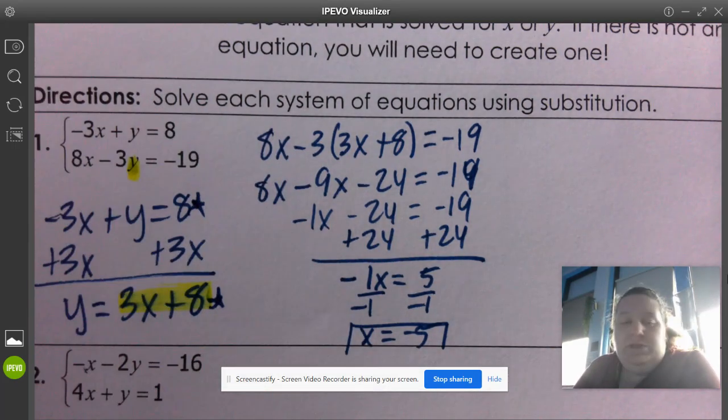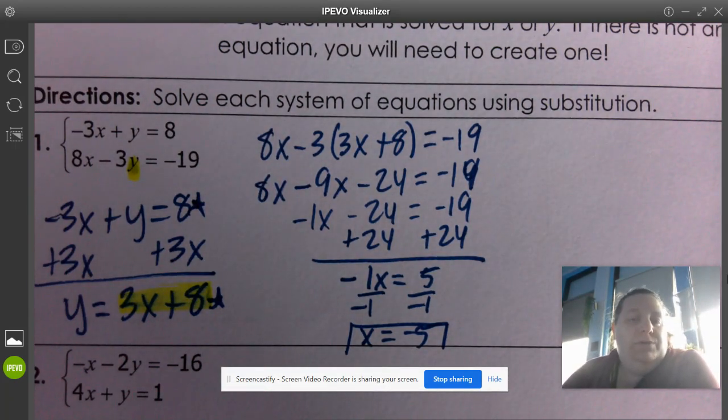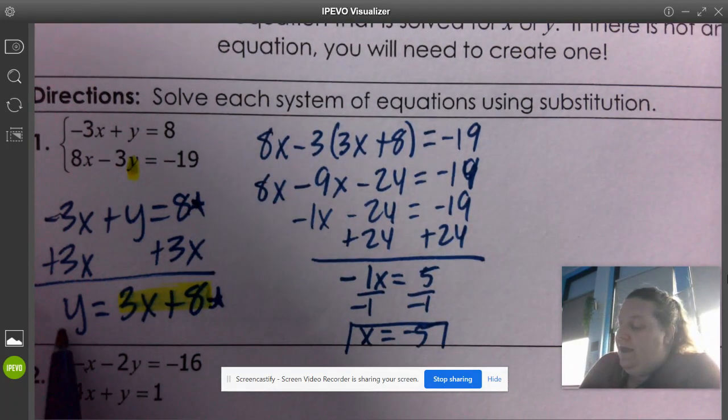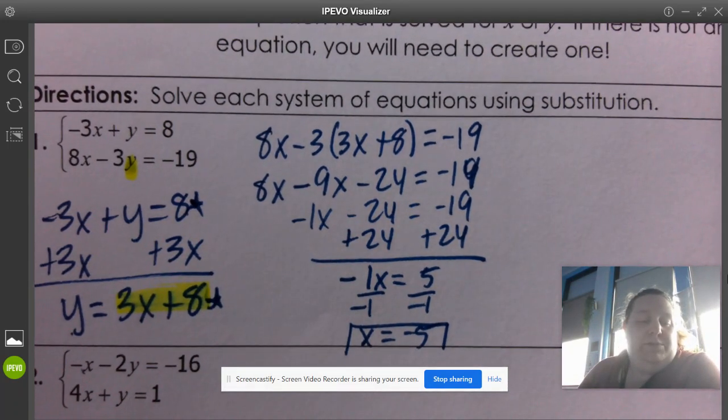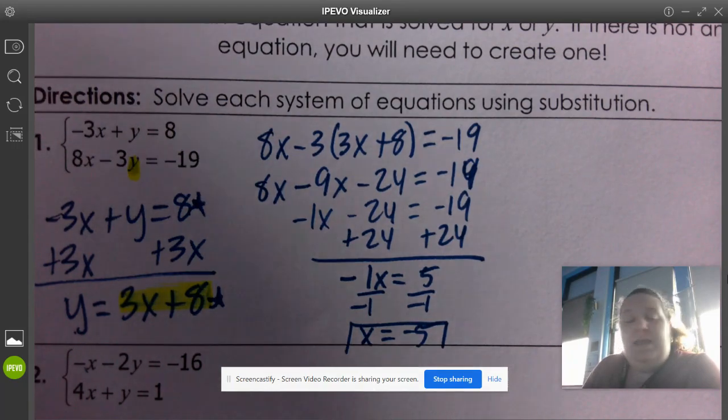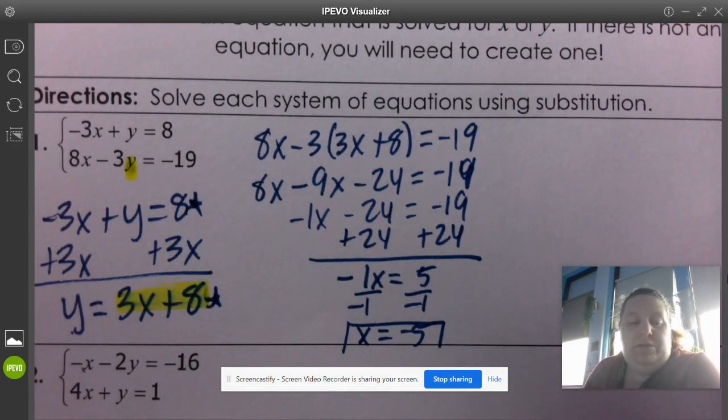Or I can use this equation. So we want to use the one that's going to be the least amount of steps or makes the most sense. So in my eyes, it's going to be the y equals 3x plus 8. It's literally saying y is equal to this expression.